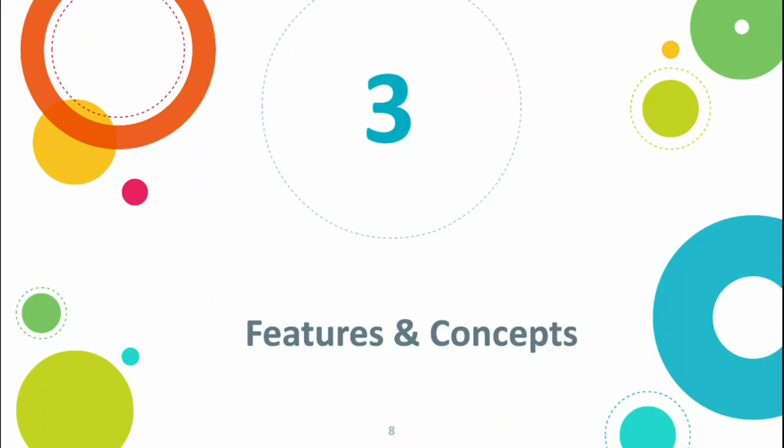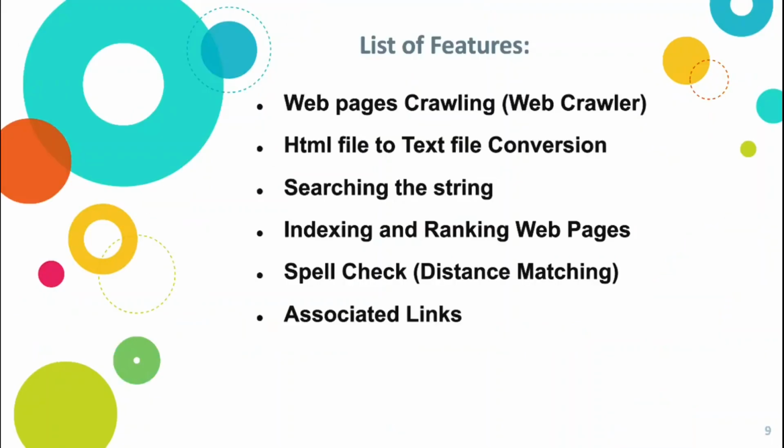Now we will explain the features and the concepts that were involved in the program. So this is the list of the features. The first one is web crawler or web page crawling. Second one is the HTML file to text file conversion. Then searching the string, indexing and ranking of the web pages, spell check or distance matching, and the last one is the associated links.